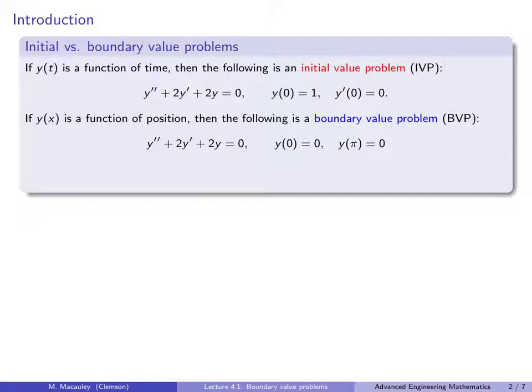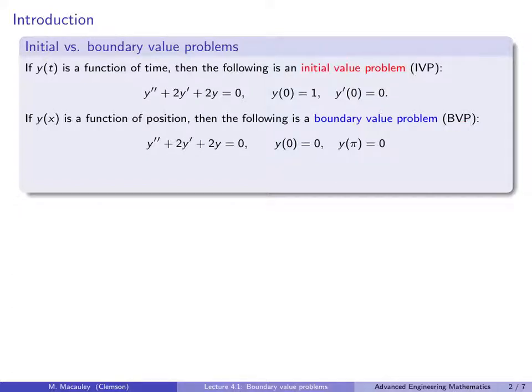In contrast, boundary value problems usually arise more naturally when we have ODEs involving functions of position. So here we use the variable x. Now we don't have to do this. We could have an initial value problem with a variable x and a boundary value problem with a variable t, but just physically, these are the ones that typically arise, and we'll see why shortly. So let's let y be a function of position, and this is an example of a boundary value problem, or a BVP.